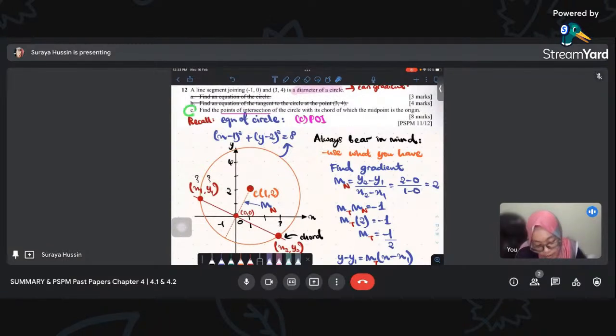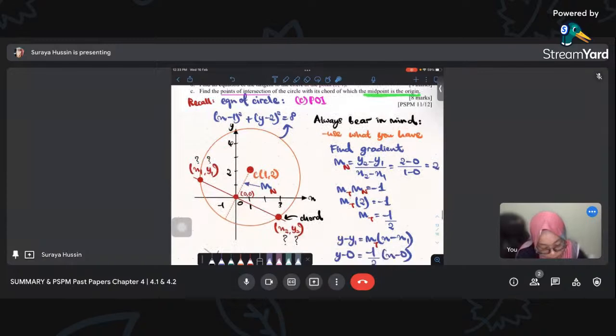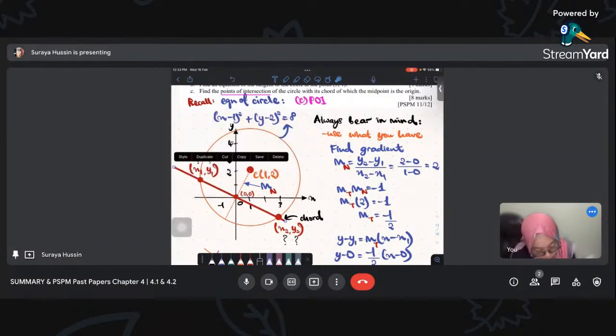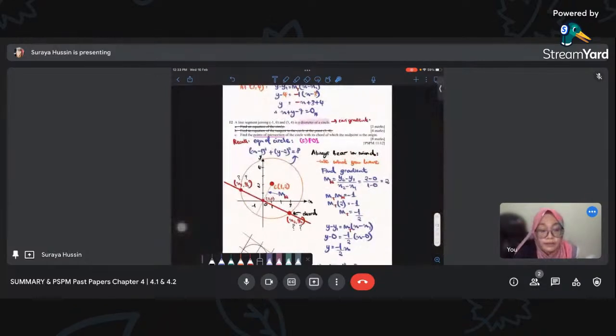Untuk soalan C ni, points of intersection with its chord, which the midpoint is the origin. Midpoint is the origin. So this is the chord. This is the line of the chord. Maybe I should cutkan ni. So this is the chord. Okay, this is the chord. Right?